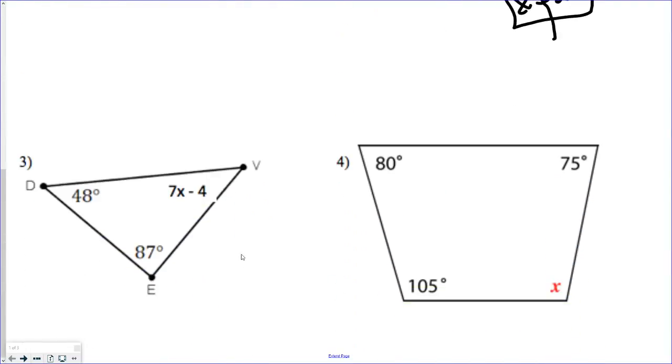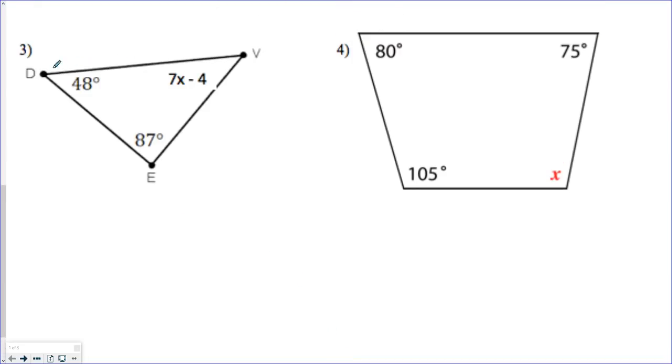Now, in the next ones, they're going to add to equal some target number, but the target number is going to be based on what shape you have. So in this case, it's a triangle, and we should know that in a triangle, that target number is going to be 180. So all the angles inside a triangle should add to 180. So 48 plus 87 plus 7x minus 4, because I take the entire angle, is equal to 180. And these are plus signs, not t's. Sorry about that.